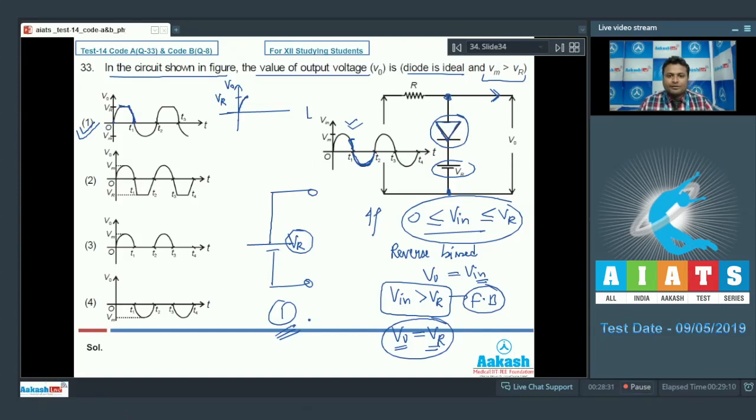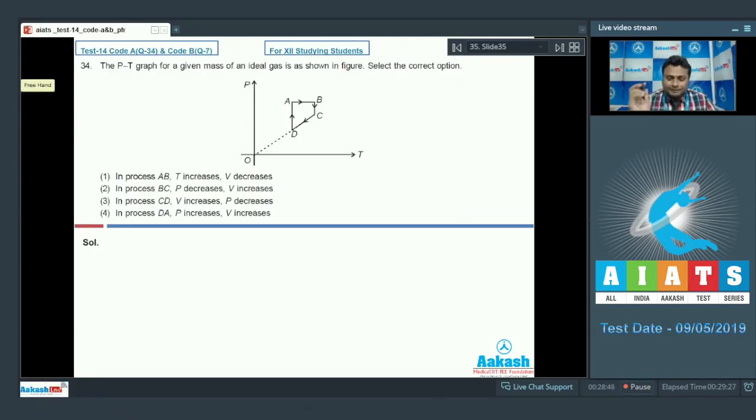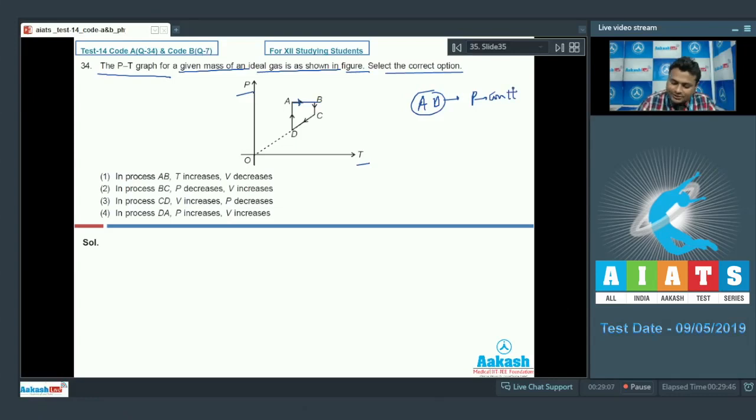Now move on to the next, that is 34 number. So here is question number 34, everyone. The PT graph, pressure versus temperature graph, for a given mass of an ideal gas is shown in the figure. Select the correct option. Now see, A to B process. First of all, pressure is constant, P constant, and temperature is increasing. We know very well volume is directly proportional to temperature. If temperature increases, volume will increase. Read option number 1. T increases, V decreases. Goes wrong.